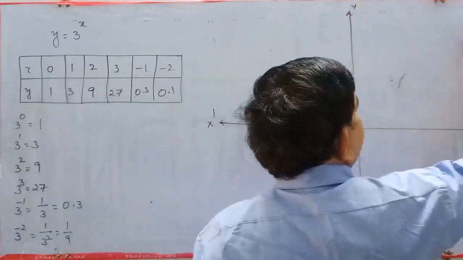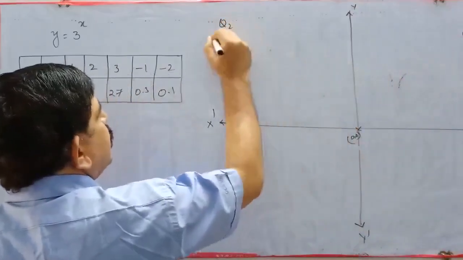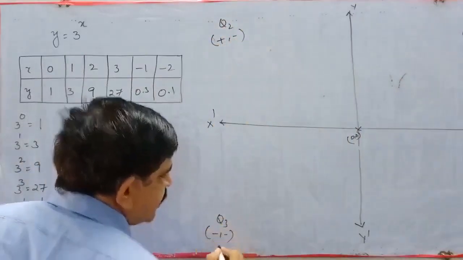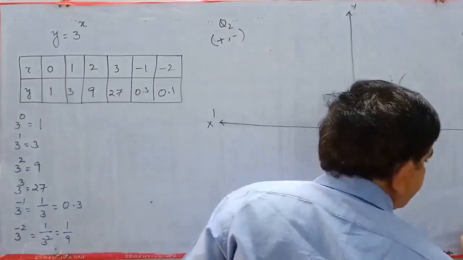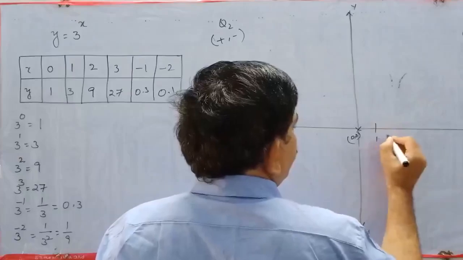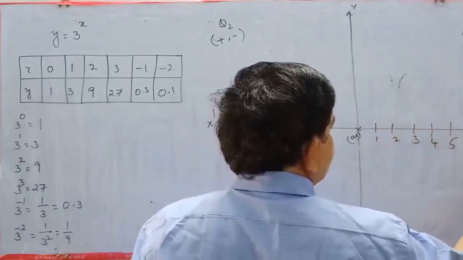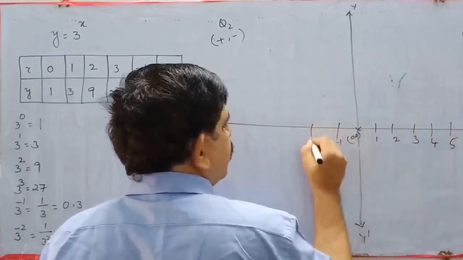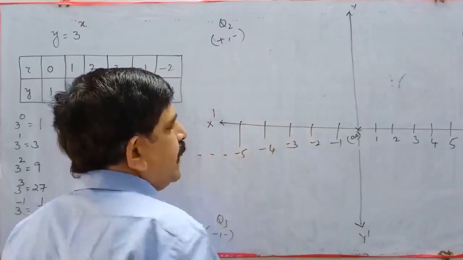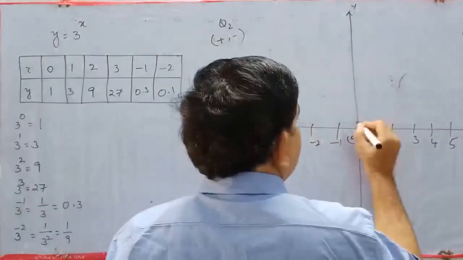So quadrant 1 is plus comma plus, quadrant 2 is plus comma minus, quadrant 3 is minus comma minus, quadrant 4 is plus comma minus. Okay, now on the x-axis we take 1, 2, 3, 4, 5, 6 and so on. And next minus 1, minus 2, minus 3, minus 4, minus 5 and so on.